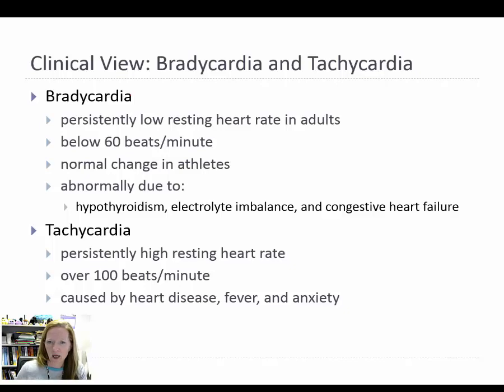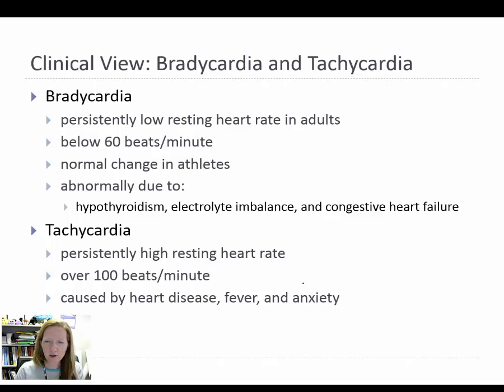Tachycardia, think about race cars, right? That is a persistently high resting heart rate, over 100 beats per minute. That can be common with heart disease. It's common with fever and also anxiety. So the sympathetic nervous system comes into play a lot with tachycardia.